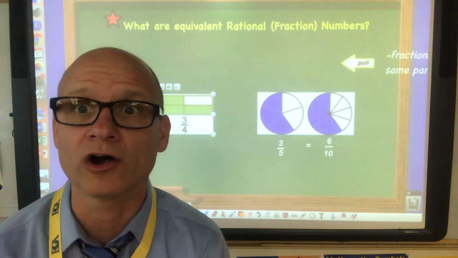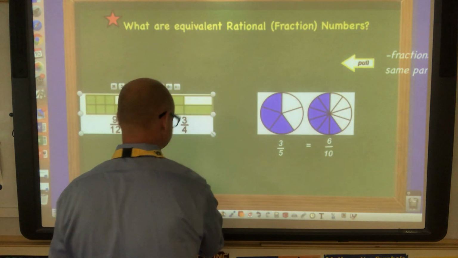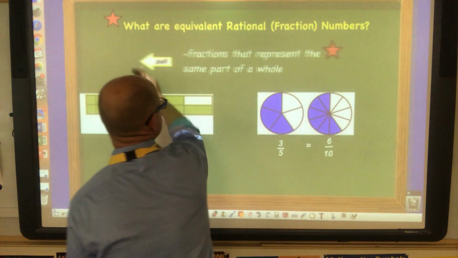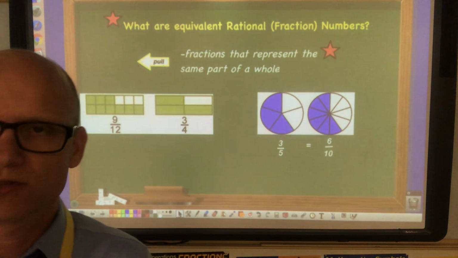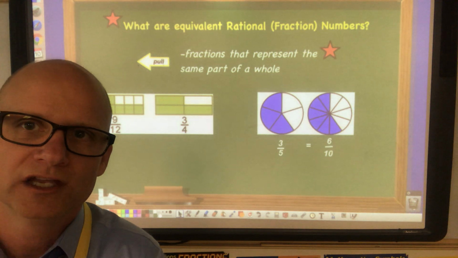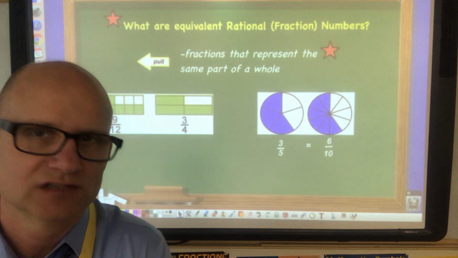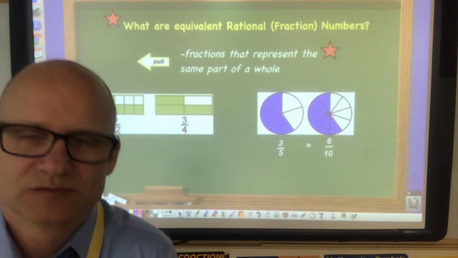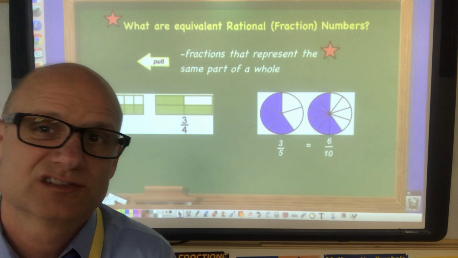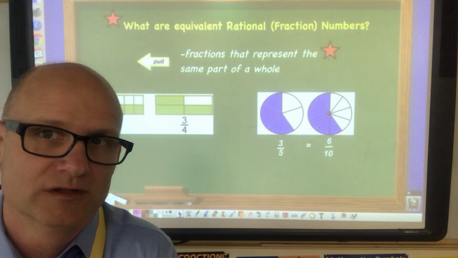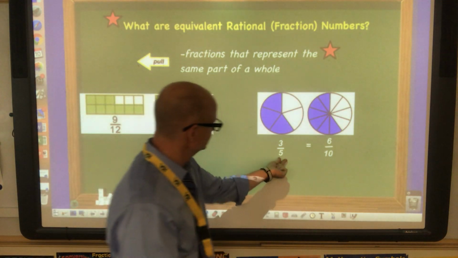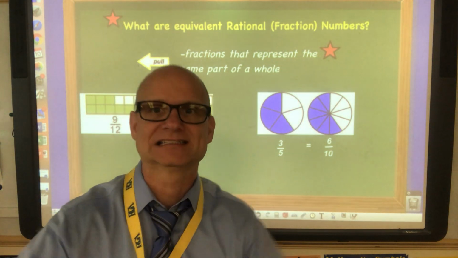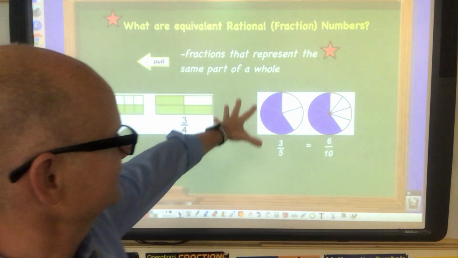So what really are equivalent fractions? Well, they are fractions that represent the same part of a whole. That's all they are. The same part of the whole is shaded. The same part of the whole is covered up. The same part of the whole is being used. Equivalent fractions is just the same part of the whole, but expressed differently. One could be expressed in tenths, one could be expressed in fifths, but the same amount is shaded. So please write that down.